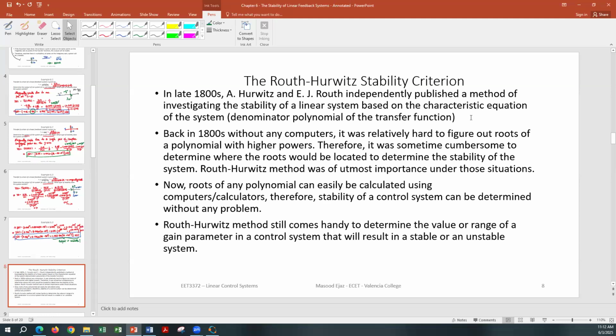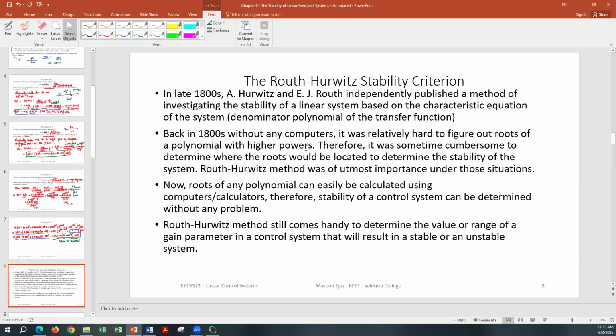So again, at that time, even calculating a root of a fifth order system was a challenge for most people. They could do it using this method just to figure out if the system is stable or unstable. But now, the way we use it is to figure out the range of gain and all those things using this method, not just whether it's stable or unstable.